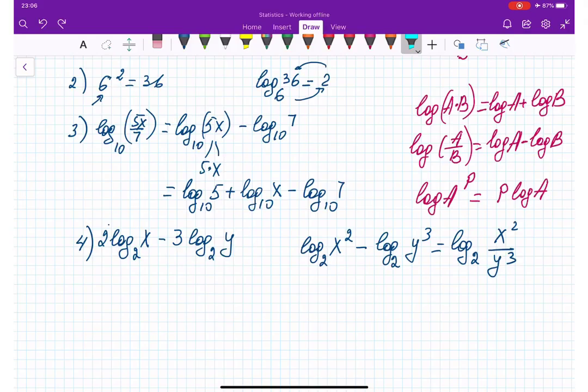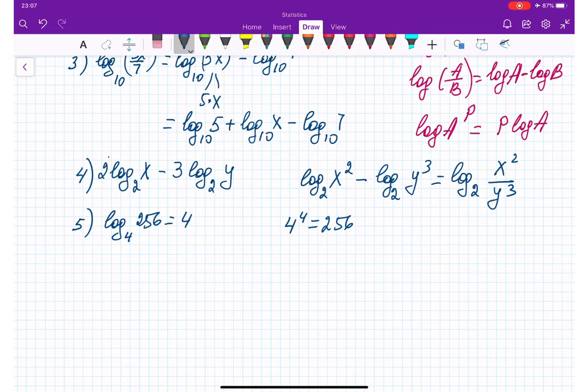Question number 5. So convert to an exponential equation. We have logarithm 256 by base 4 is equal 4. Okay, we are going to convert. So 4 to power 4, right, is equal to 256. There we go. 4 to power 4 is equal to 256.